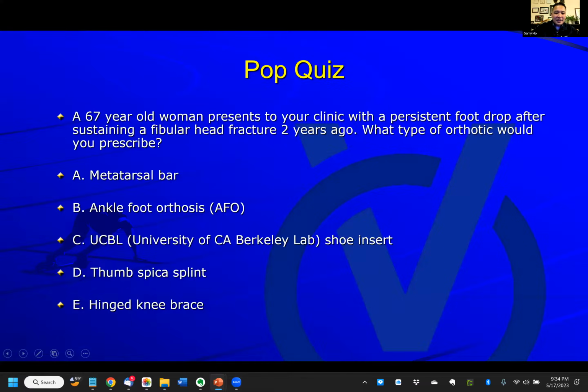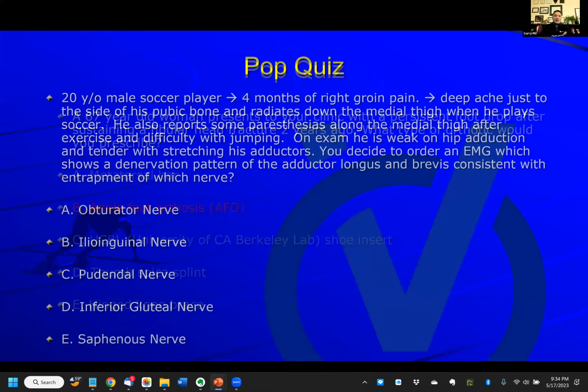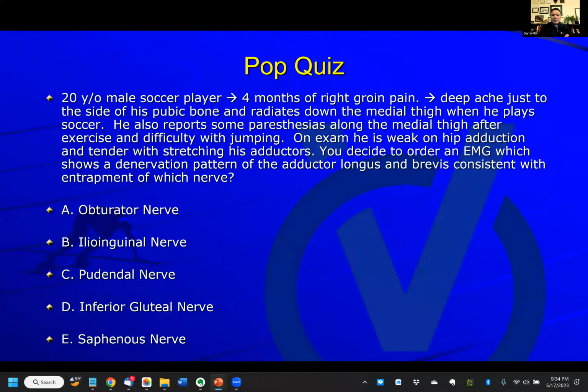All right. Next one, a 20-year-old male soccer player, 4 months of right groin pain, deep ache just to the side of his pubic bone, radiates down the medial thigh while he plays soccer. He's got some paresthesias in the medial thigh as well, especially when he's being active. He's got some weak hip adduction. You decide to order an EMG, which shows a denervation pattern to his adductor longus and brevis. So which nerve do you suspect?